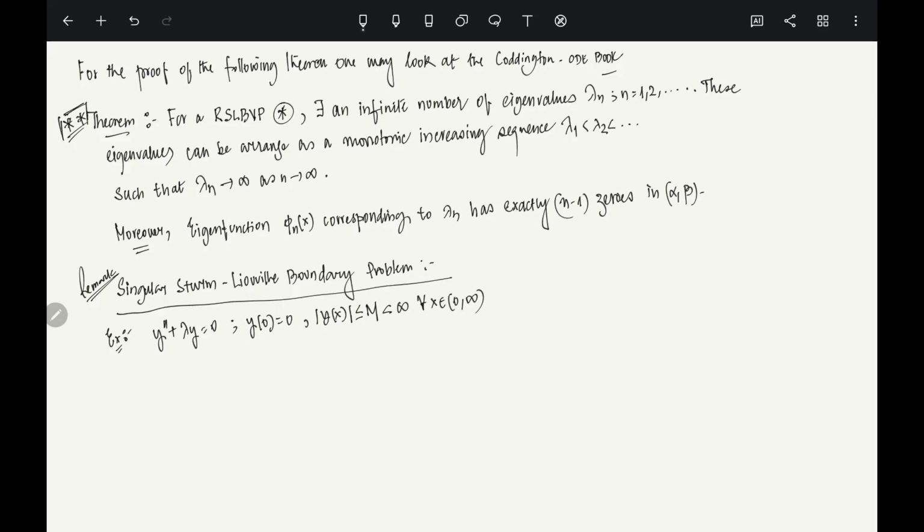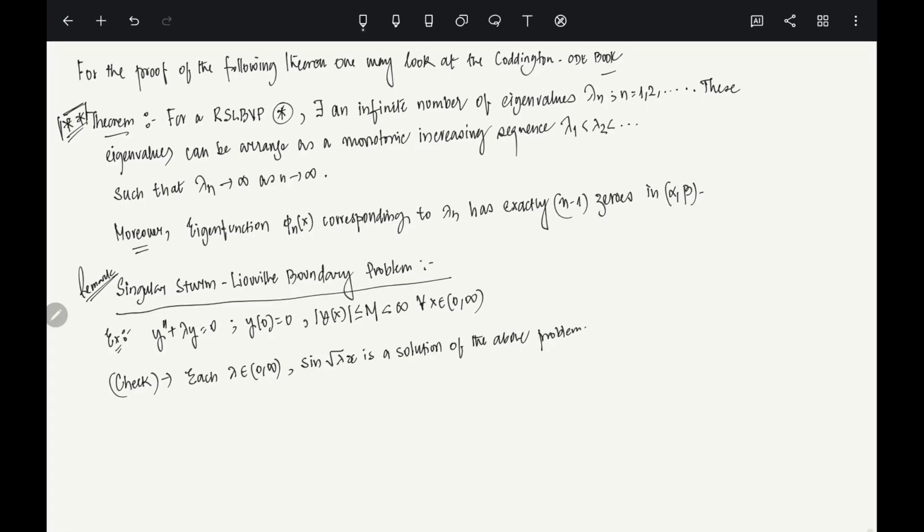So you have to do it yourself. Now you can check this part, very important: for each lambda between 0 and infinity, sine of root lambda x is a solution of the above problem. Now what do you think that implies? What this is implying is that this problem is definitely not a regular Sturm-Liouville boundary value problem.